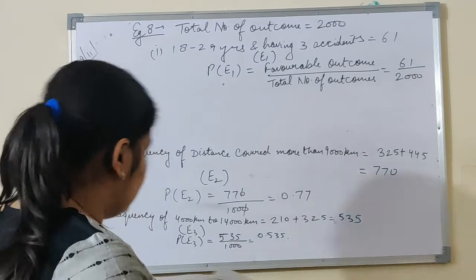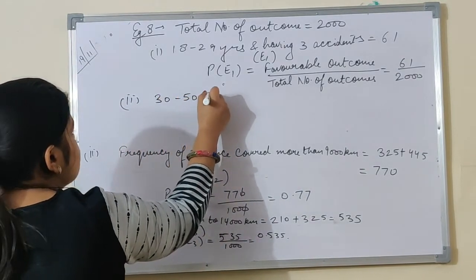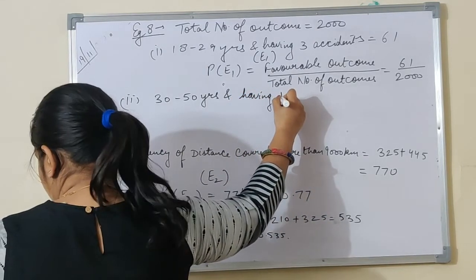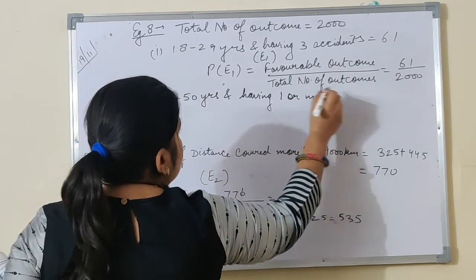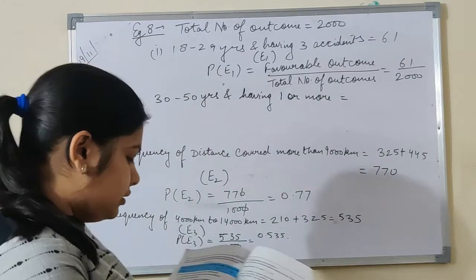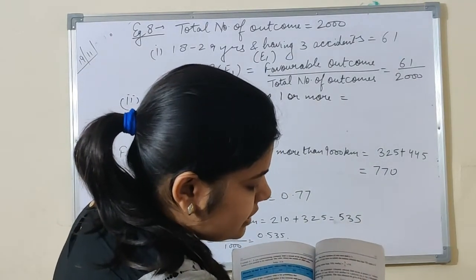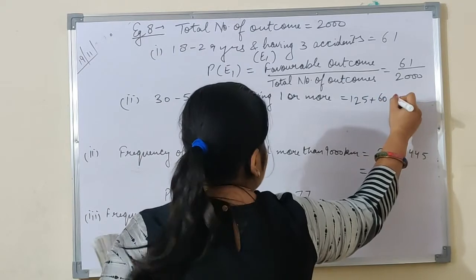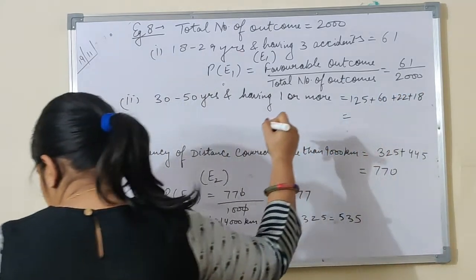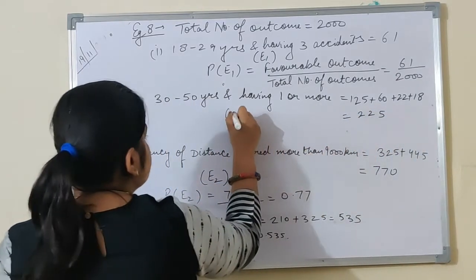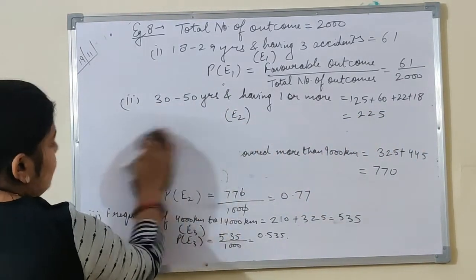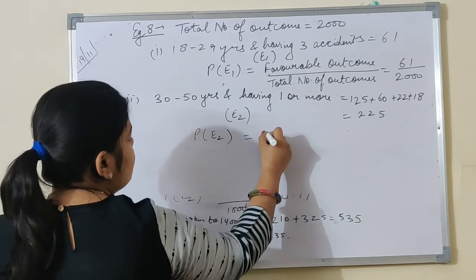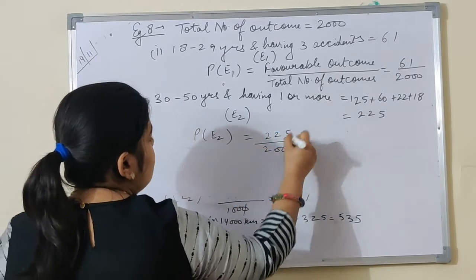Then our second part is where ages of 30 to 50 years and accidents take place in this age group, that is having one or more accidents. So for that you can see that for ages 30 to 50, one or more, that means this full value we will take. That means I'm adding 125 plus 60 plus 22 plus 18, and we will get 225. For this I'm considering this as event number 2, and then we can find the probability of event 2. So the probability of event 2 after applying this formula is 225 divided by 2000. You can just solve it.